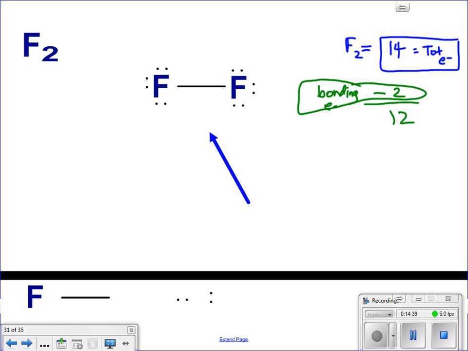Now, does everybody have 8? 2, 4, 6, 8 for the atom on the right, and it's 2, 4, 6, 8 for the atom on the left. Notice where I have the arrow pointing right now, that's the bonding pair. That bonding pair gets counted twice, once for each fluorine. So everybody has 8, and we are good to go.